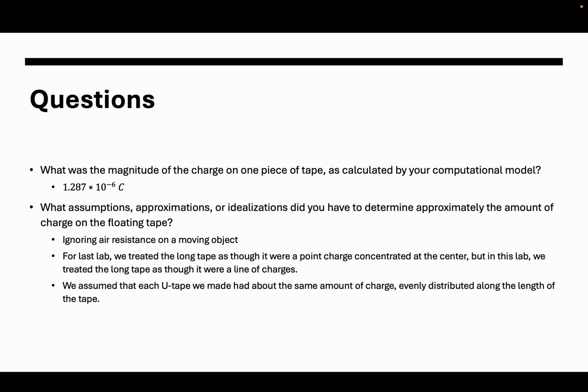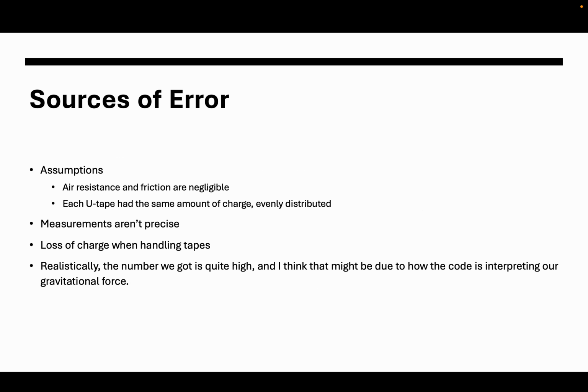As for what assumptions, approximations, or idealizations we made: we ignored air resistance, and not necessarily in this lab, but in the last lab we treated the tape as though it were a point charge concentrated in the center, while in this lab we treated it as a line of charges. We also assumed for both labs that each U-tape that we made had roughly the same amount of charge, evenly distributed.